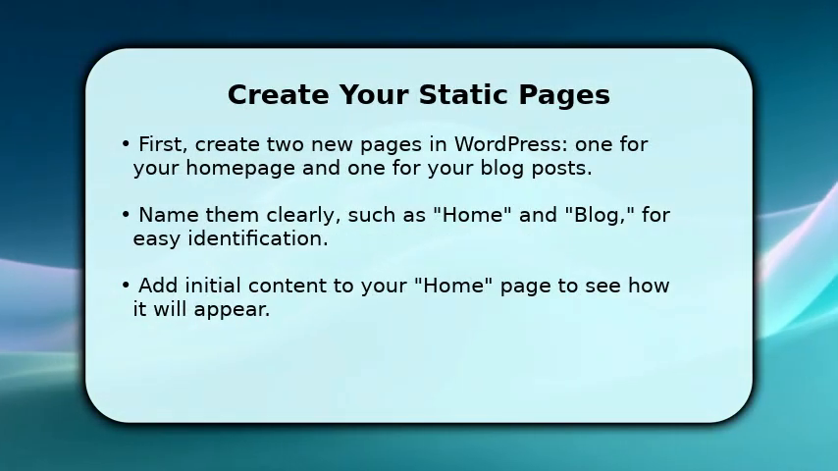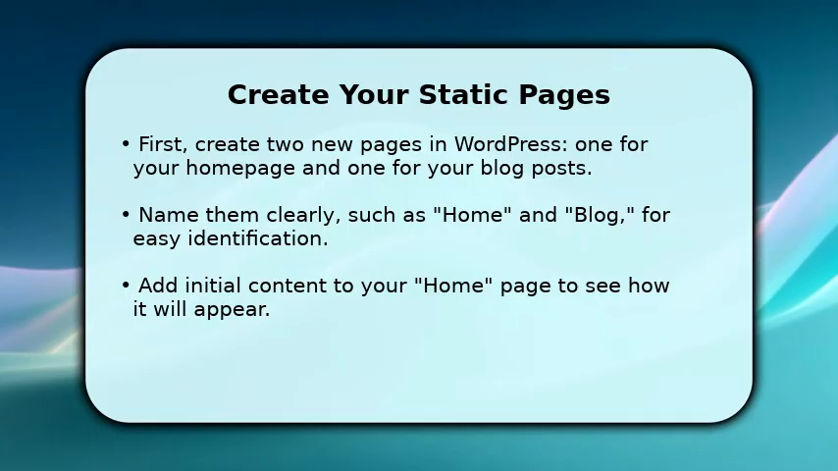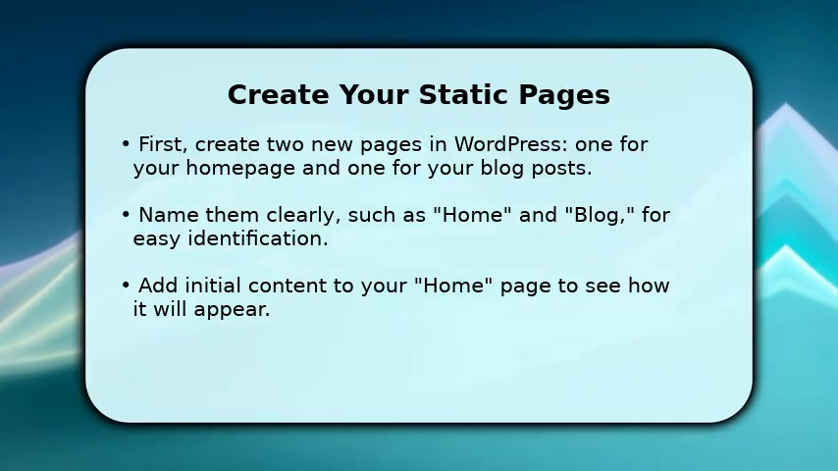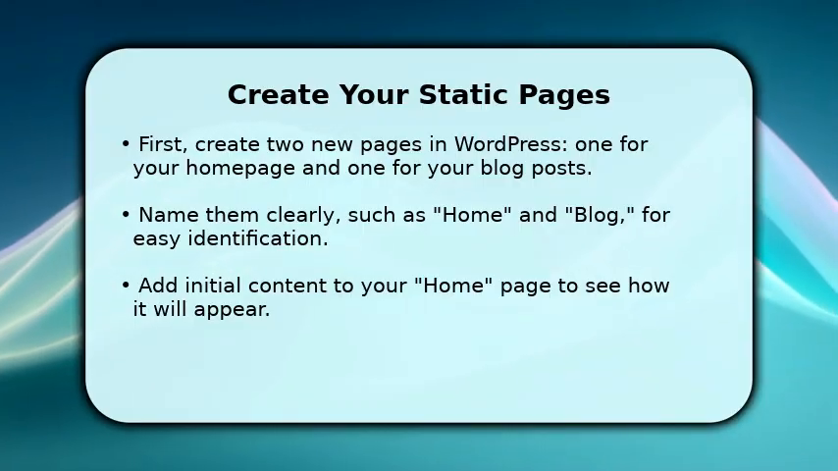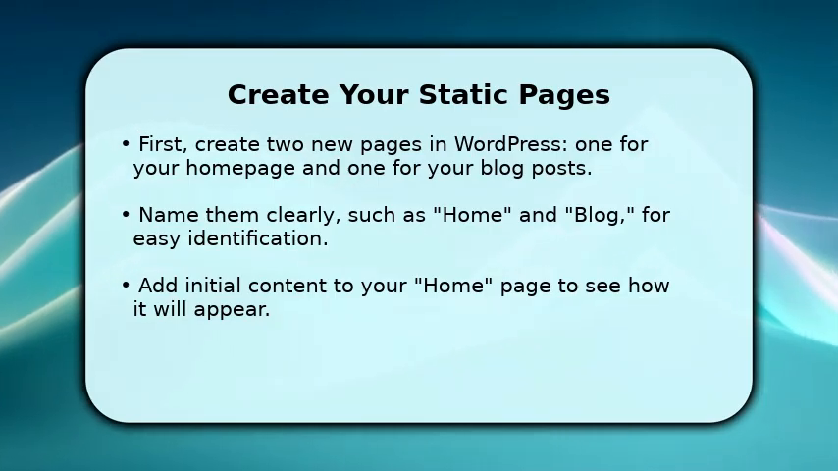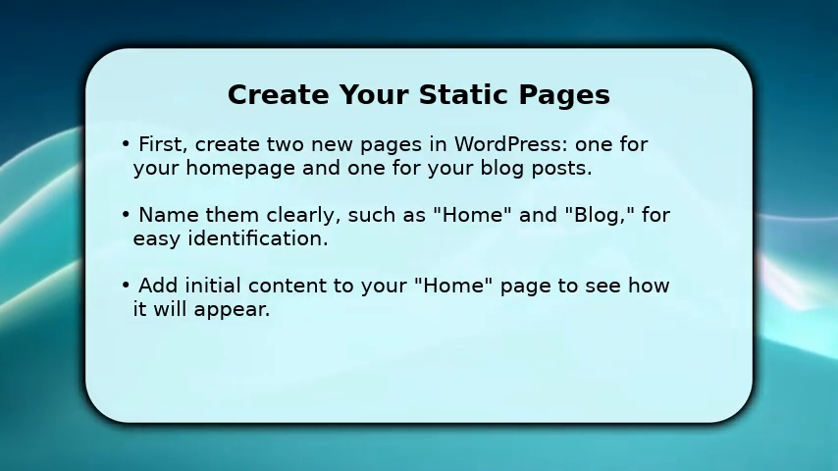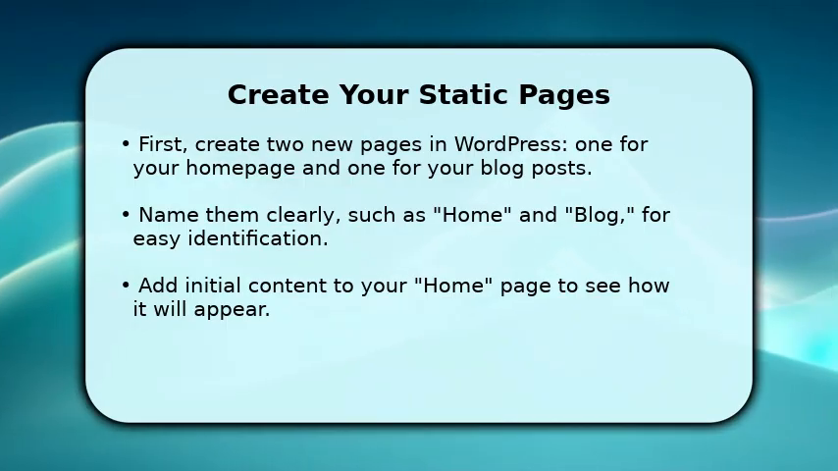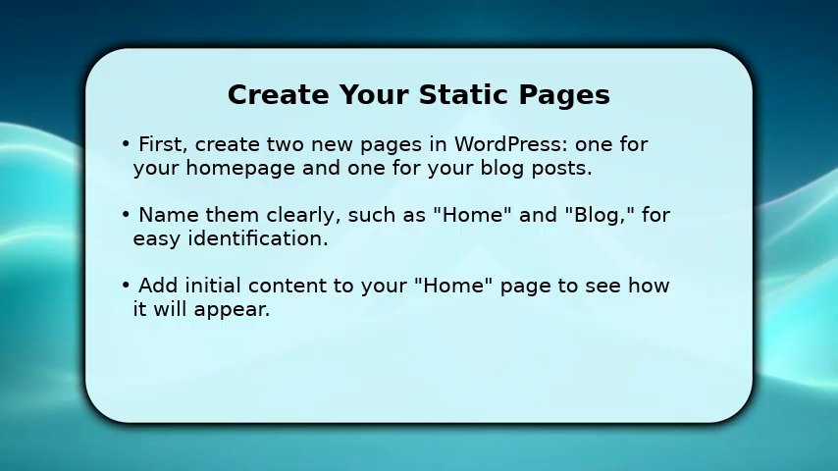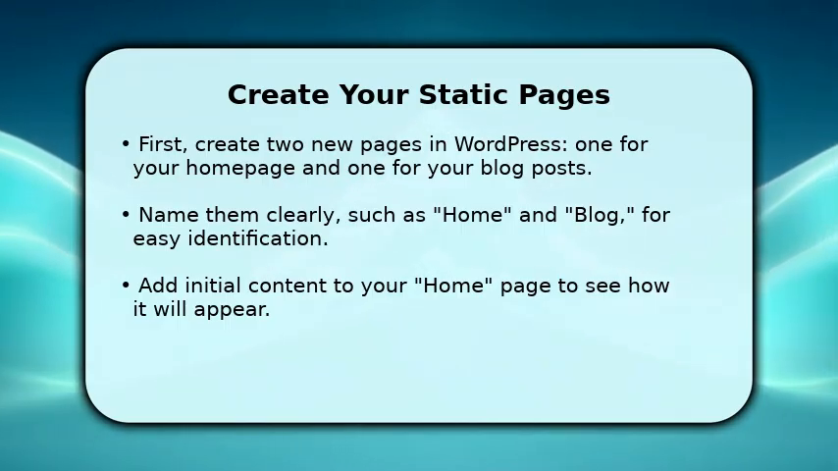To begin, you will need to create two distinct pages within your WordPress dashboard. Navigate to Pages and then Add New. Name one page Home and the other Blog for clarity. The Home page will serve as your static front page, while the blog page will display all your recent articles. You can add some placeholder content to your home page now, which you can always expand upon later.